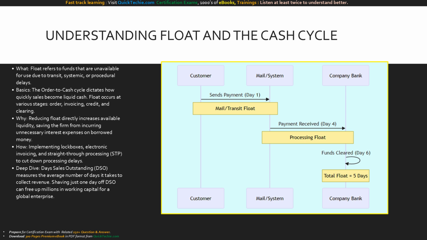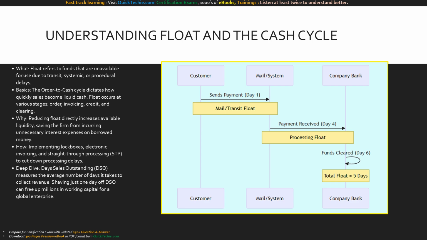Let's walk through the sequence diagram to visualize float. On day 1, the customer initiates a payment. The money enters the mail or system phase, creating our first delay, transit float. It isn't until day 4 that the payment is physically or digitally received by the company's bank. But it's still not available.